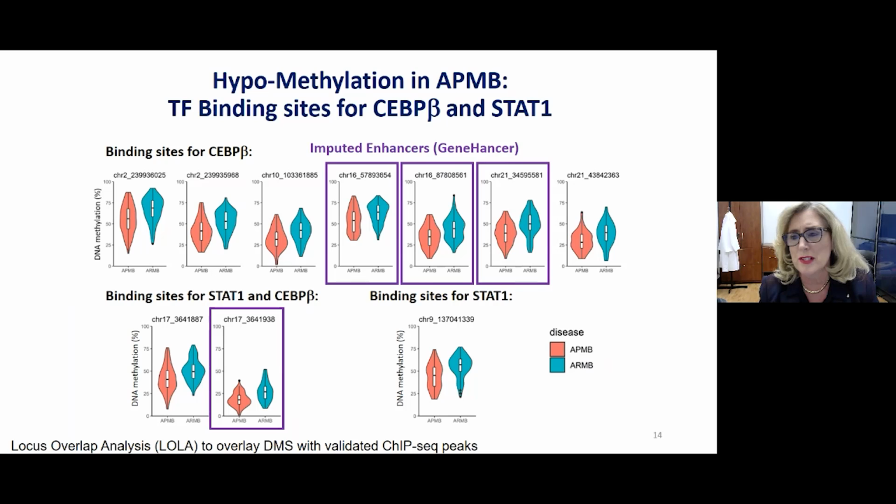Now, what are the characteristics of these DMS? Do they bind to transcription factor sites, and what genes are they putatively regulating? And so we wanted to determine the putative transcription factor binding sites for these hypomethylated sites in both persistent and resolving infection. We used locus overlap analysis to overlay the DMS with previously identified, validated ChIP-seq peaks. And we were able to identify a number of different binding sites for transcription factors which are known to regulate the immune response, in particular the immune response during infections. We identified binding sites for C/EBP beta, which were decreased.